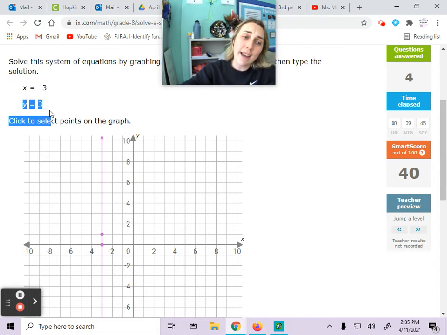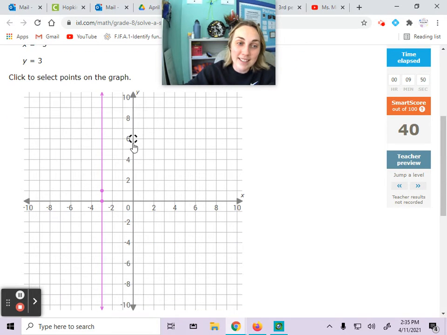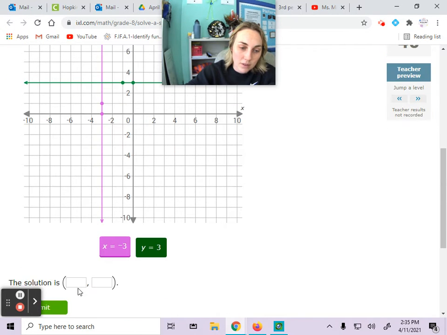Now I'm going to plot the other line. So in this case, we have y equals a number, so this is going to be a horizontal line. So first step is on the y-axis, you're going to locate 3, and then you're going to make a horizontal line. And where these two meet at is right here. It's going to be at -3, 3.